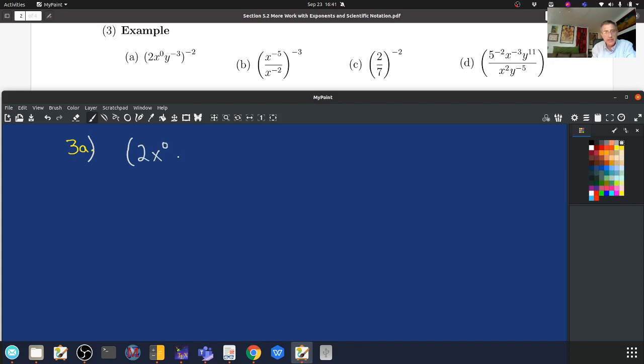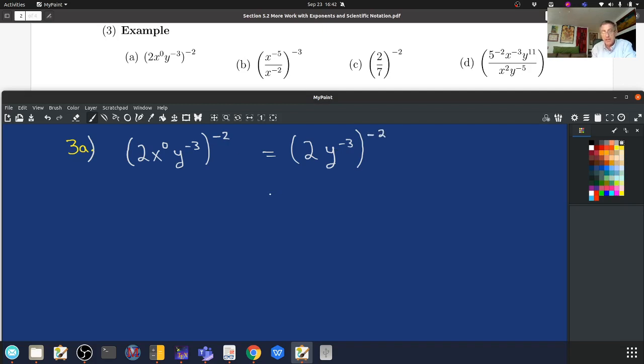So we have 2x to the 0th power, y to the minus 3, all to the minus 2. So let's use PEMDAS and simplify what's in parentheses. And we can simplify what's in parentheses because x to the 0th is 1. So that disappears. So that's 2y to the minus 3. When I say it disappears, it doesn't really disappear, it changes into 1. But 1 is the multiplicative identity. Any number times 1 is just that number, so it doesn't change anything. So we just leave it out. And all of this is raised to the minus 2.